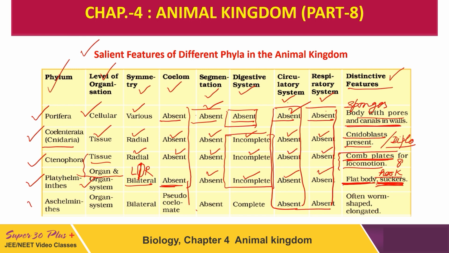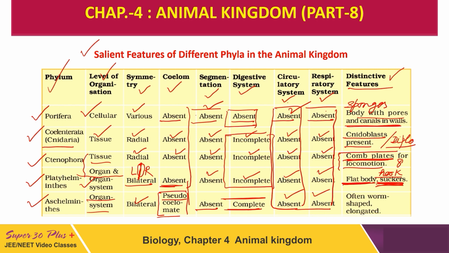You see the last one here, organ system of body organization, bilateral symmetry. Pseudocoelom, the phylum with pseudocoelom, very particular, you remember. Segmentation absent. The first phyla in which the complete digestive system, the anus and the mouth are present. Circulatory system is absent.